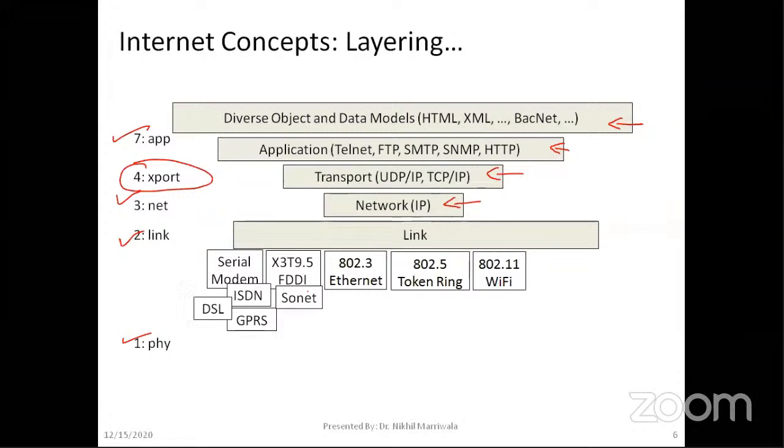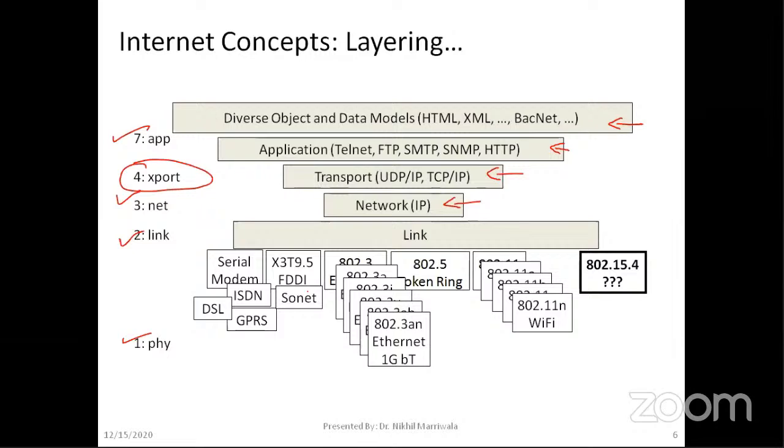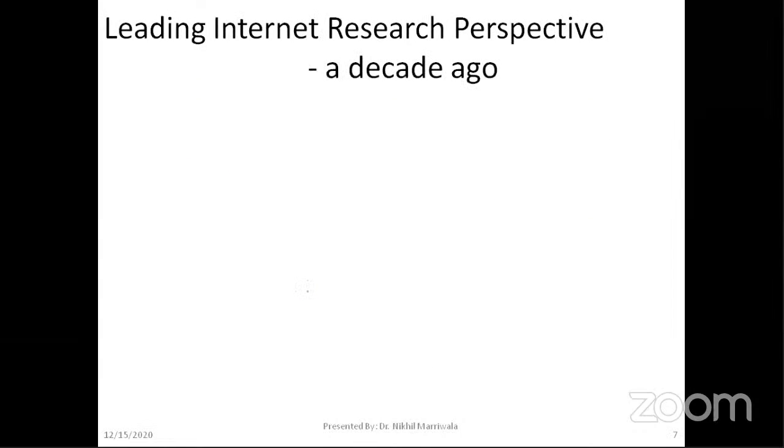How do they fit in? Have a look. GPRS, DSL, ISDN, SONET. 802.3z is talking about 1 Gbit speed, right? 802.3an Ethernet, 802.11n with Wi-Fi. What beyond this? 802.15.4. What beyond this, right? We will try and answer this.